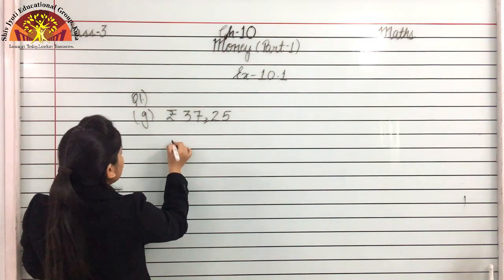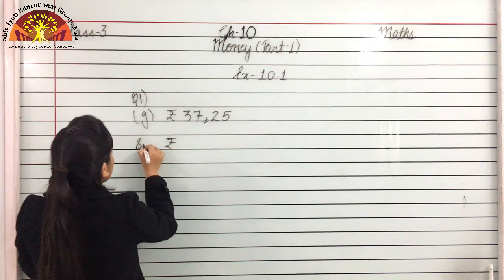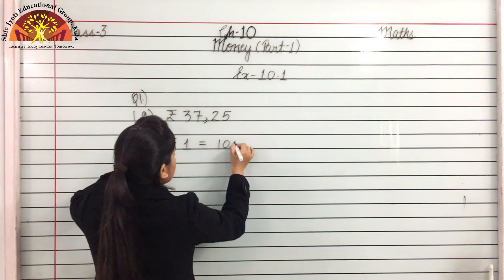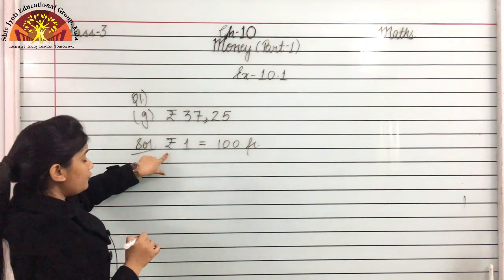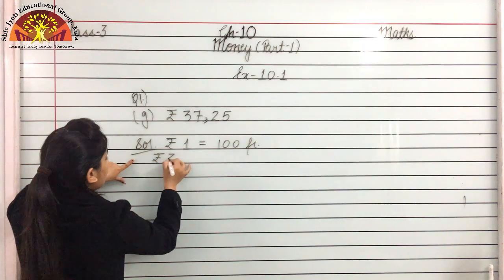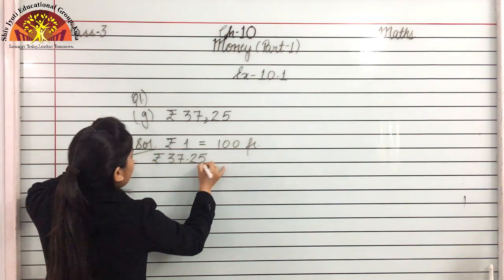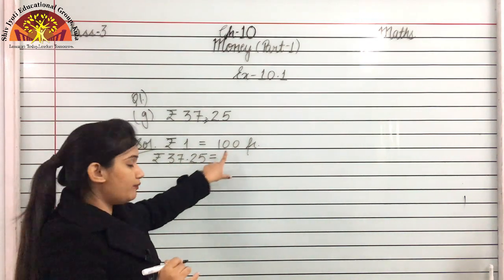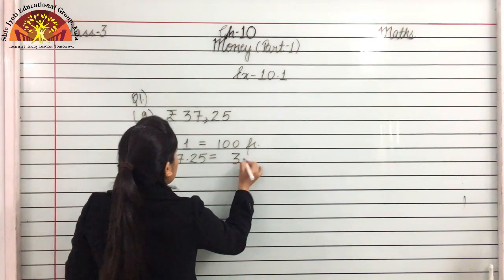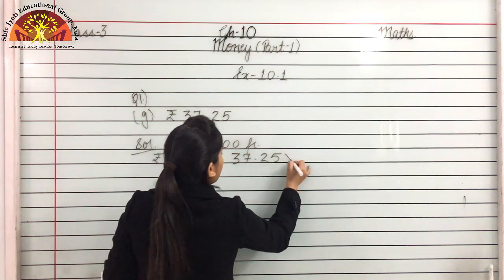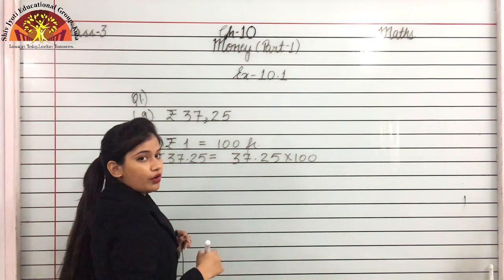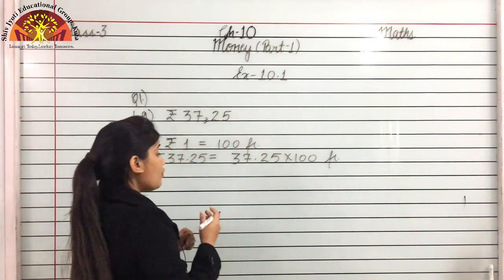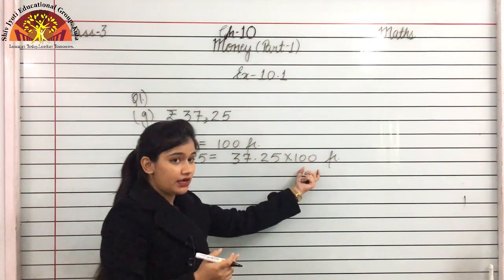So again what we will do? As we know, rupee 1 is equal to 100 paise, and this time we have 37.25 rupees, right? So simply we have to multiply 37.25 by 100. Now multiplying by 100, what has it become? It has been converted into paise. So we'll put paise. Is it clear? Now how can we multiply a decimal number by 100?